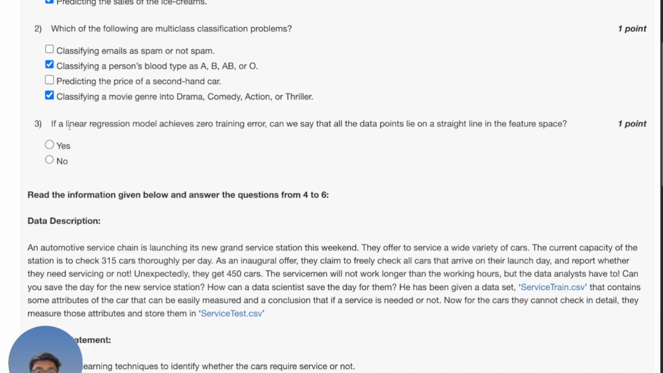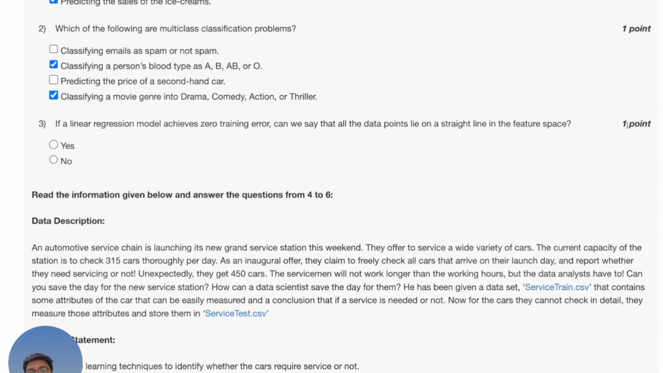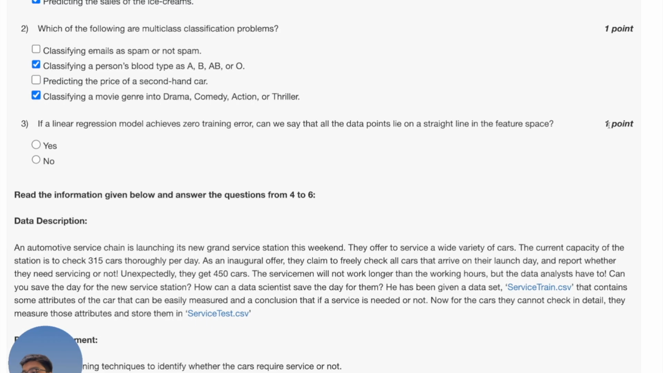If a linear regression model achieves zero training error, can we say that all the data points lie on a straight line in the feature space? What do you say? First of all, have you understood the question? What does the question say to us?